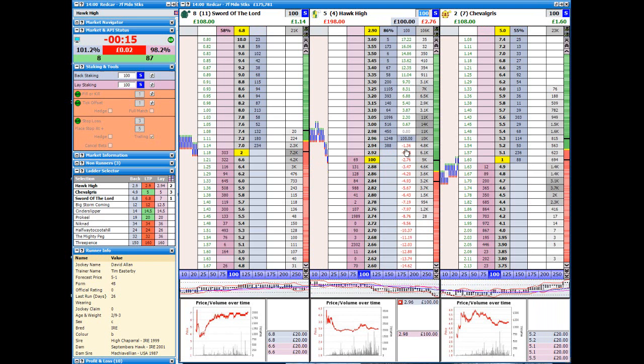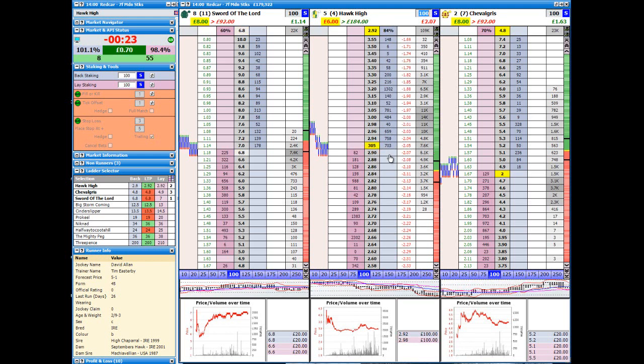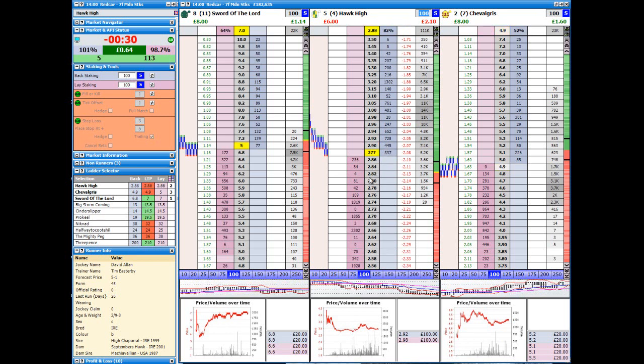Okay, I laid at 2.98. The price didn't move upwards as I hoped it would. So I've moved my £100 back bet down to 2.92. So that's 3 ticks lower, so I'm in a potential loss here.